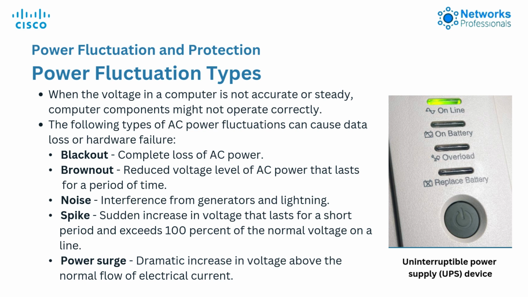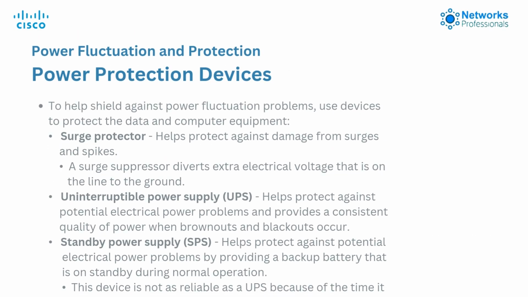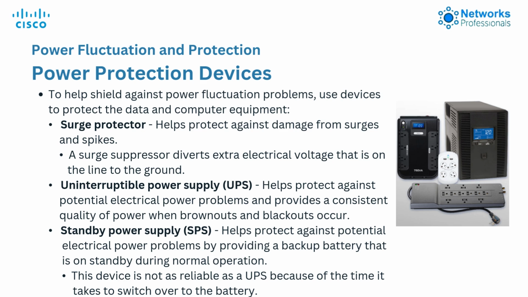Spike, sudden increase in voltage that lasts for a short period and exceeds 100% of the normal voltage on a line. Power surge, dramatic increase in voltage above the normal flow of electrical current. Power protection devices. To help shield against power fluctuation problems, use devices to protect the data and computer equipment. Surge protector helps protect against damage from surges and spikes.